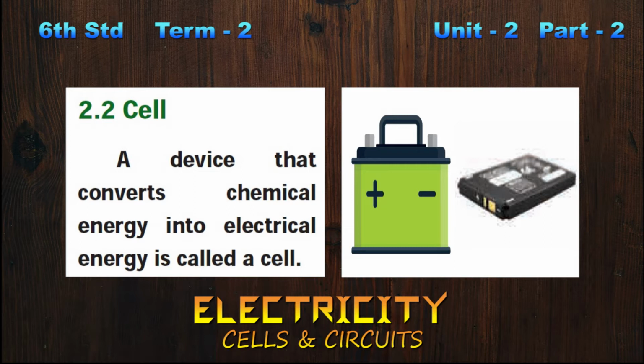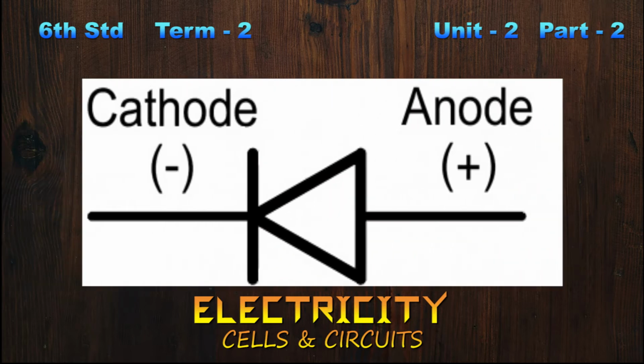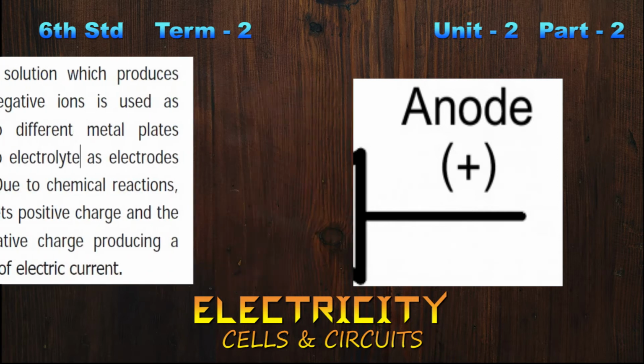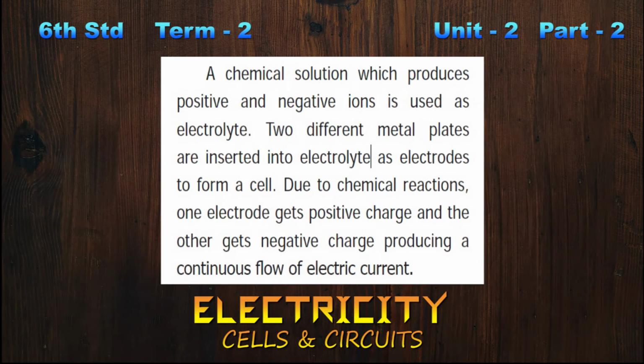A cell has two important parts. One is electrodes, another one is electrolyte. Electrodes are positive terminals, otherwise called anode, and negative terminals, otherwise called cathode. Electrolyte is a chemical solution which produces positive and negative ions.